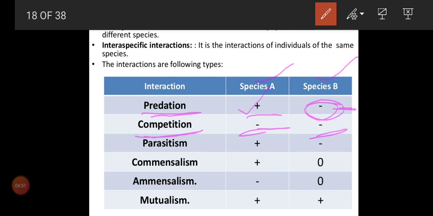And the third one, parasitism. We are very familiar with the term parasitism.